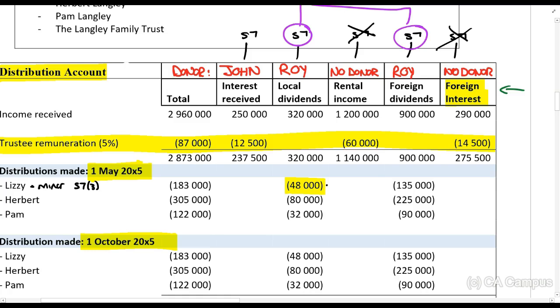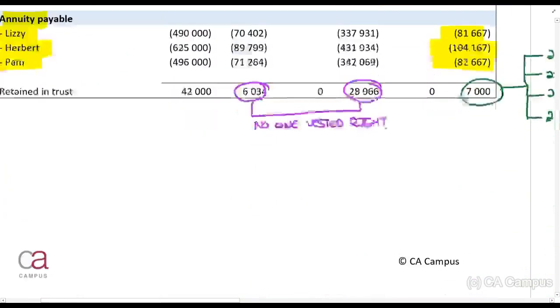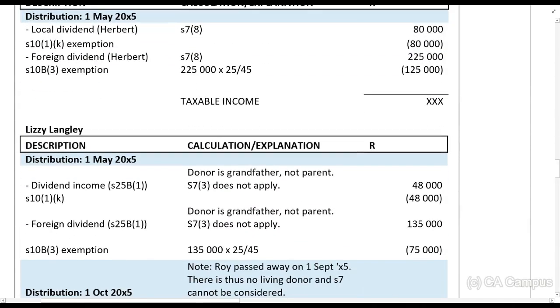So if section 7 does not apply, section 25B must be applied. Who has a vested right? Lizzie. Who should be taxed on that 48,000 rands? Lizzie. The same with the 135,000 rands foreign dividend. Was there a donation? Is the donor still alive? Yes. Does section 7 apply? No. Who has a vested right? Lizzie. Who should be taxed on it? Lizzie. So for those two amounts, the 48 and the 135,000, make sure you see we go to Lizzie.